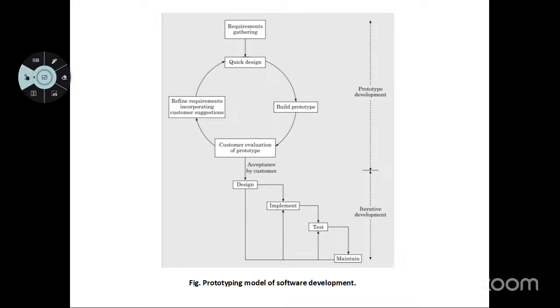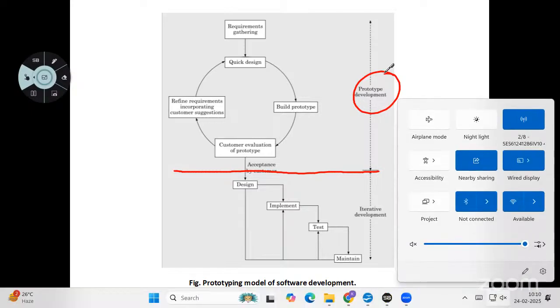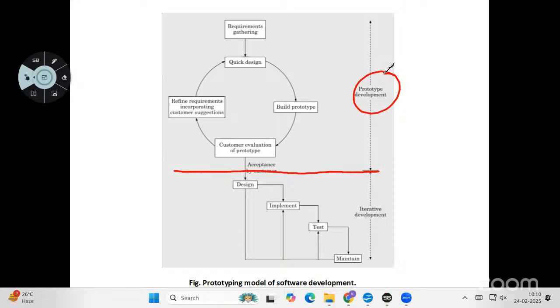Right. So then you are going for design. Design is the next phase. Then implement is the next phase. Then test. Then maintenance. Right. Design, implement, test, and maintenance. So these are the phases of your prototype. So after the customer acceptance, you can keep the arrows and write it as development. Zoom option. Clear.